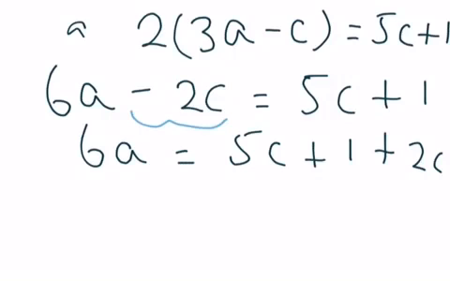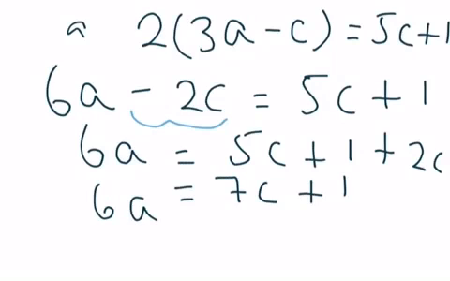Now it's quite straightforward. If we simplify the right-hand side, 5c plus 2c is 7c, plus 1. So we have 6a = 7c + 1. And we want a on its own. So at the moment we've got 6 times a. Now the opposite of multiply is to divide. So if we divide the left-hand side by 6 to get a on its own, we do the same thing to the right-hand side.